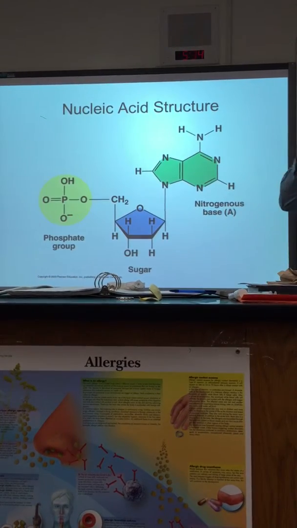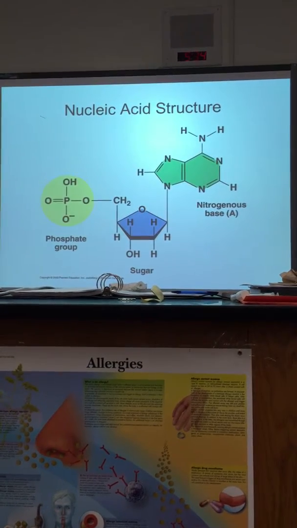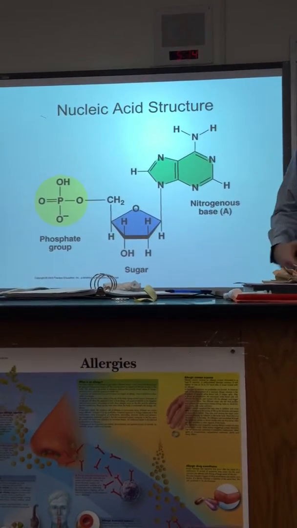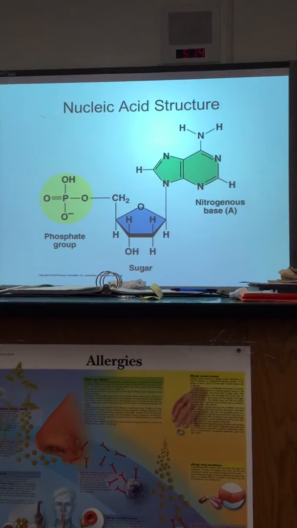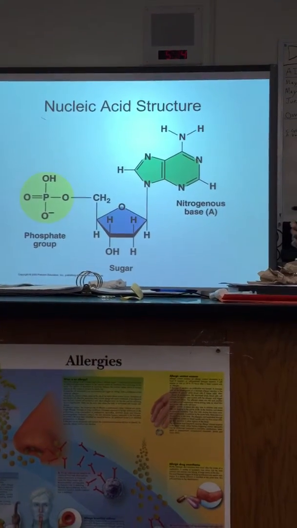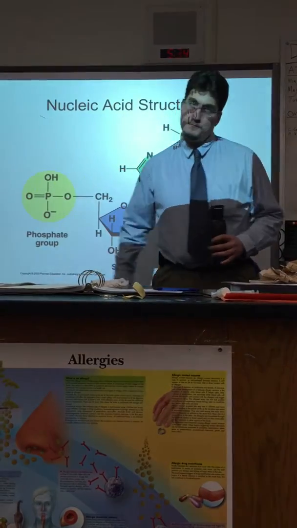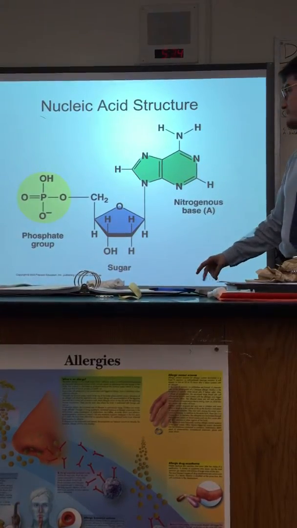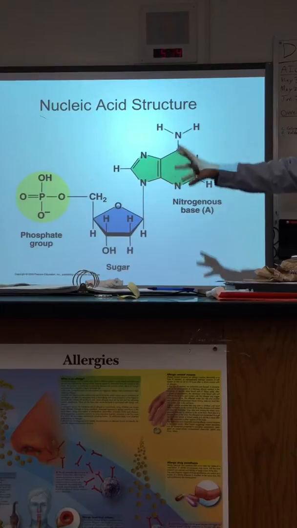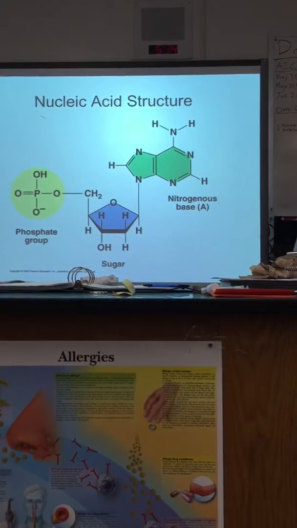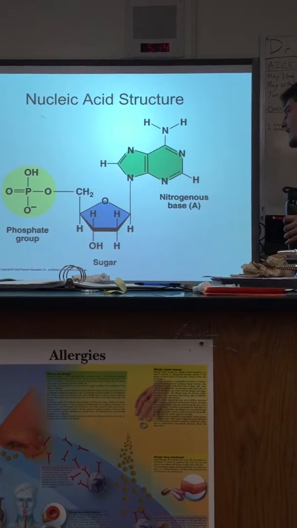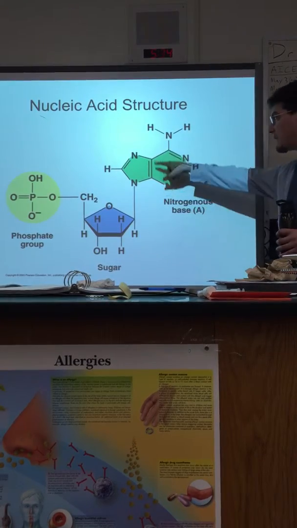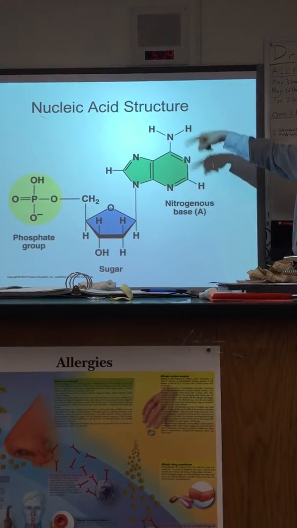Nucleic acids. Now we're on to nucleic acids. The basic structure of a nucleic acid is a phosphate group, a sugar, a pentose sugar, to be precise, 5-carbon sugar. It can be ribose or deoxyribose. And a nitrogenous base.